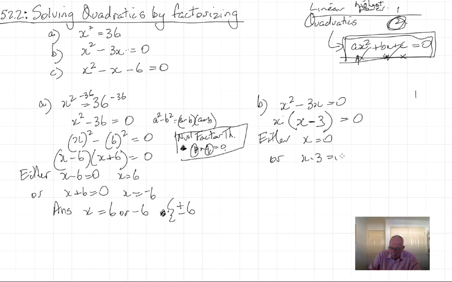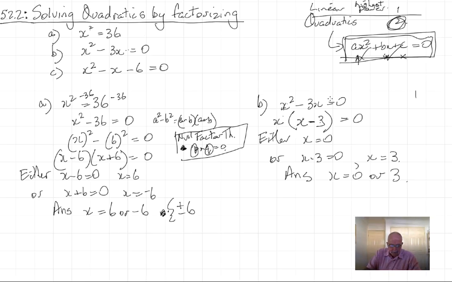minus 3 equals 0. So this one, either that term 0 or that term 0. So x minus 3 equals 0, add 3 to both sides and you get x equals 3. So my answer here, x equals 0 or 3. If you put 0 in there, you get 0 minus 0, which is equal to 0. If you put 3 in there, you get 9 minus 9, you also get 0.